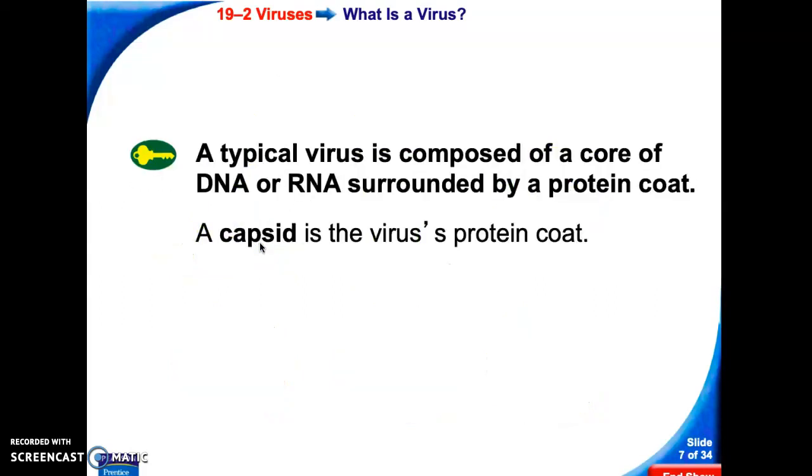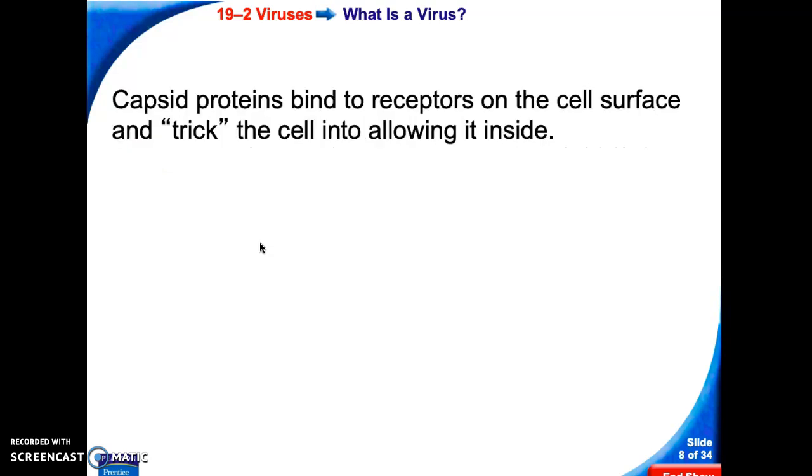So a typical virus, they're very simple. It's either DNA or RNA and a protein coat. The fancy name for the protein coat is called a capsid. Okay, just again, fancy name for it. It's the part that goes around outside of it. You might remember it from your bacteria diagrams that you did. It was called a capsule for going around the outside. Same thing here as capsid. It has to do with plural or singular.